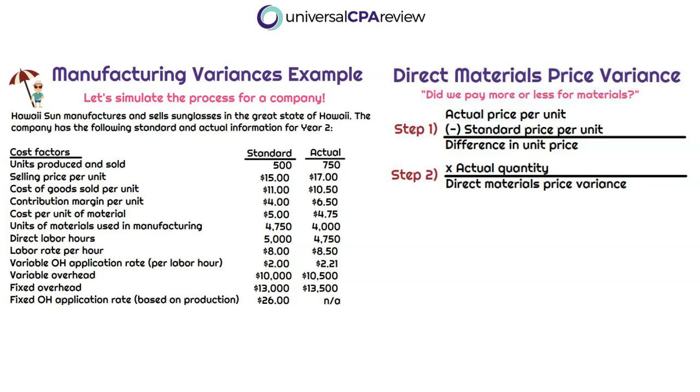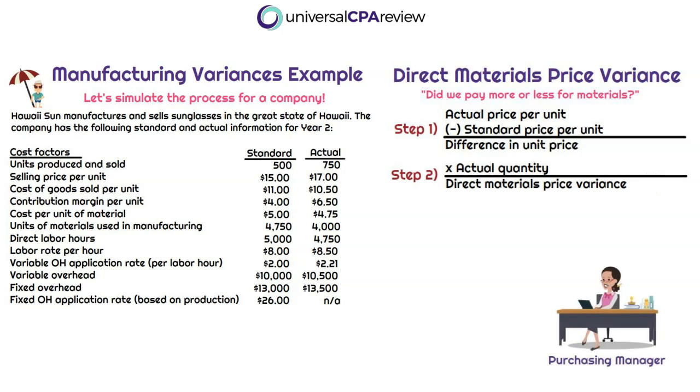As we can see, here are the two steps. The first thing we need to do is figure out, okay, what was the actual price per unit of material that we paid? And then what was the standard or budgeted price that we had set at the beginning of the year? We take that difference, multiply by the actual quantity that was purchased, and that gives us our direct materials price variance. Now, the purchasing manager here is responsible for this variance.